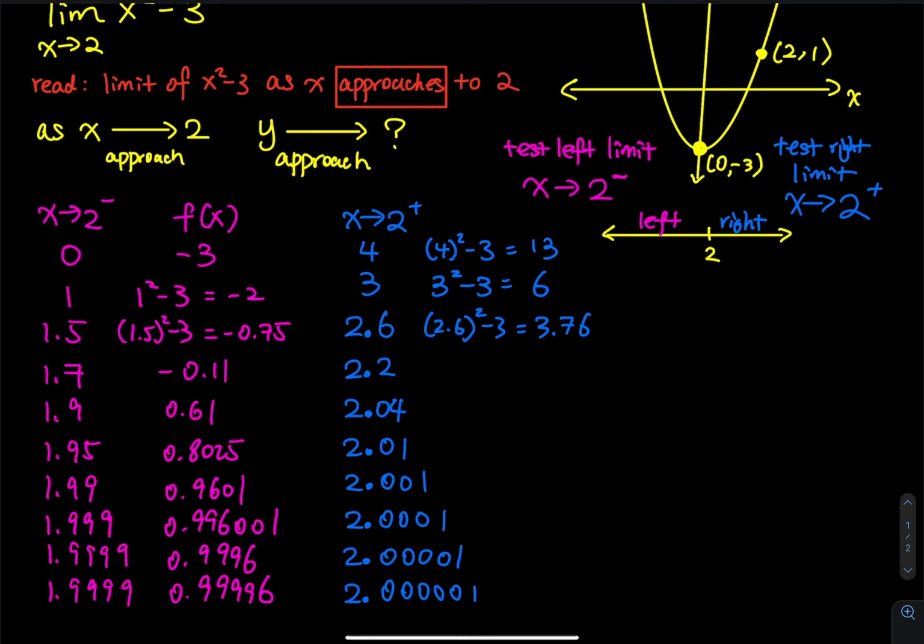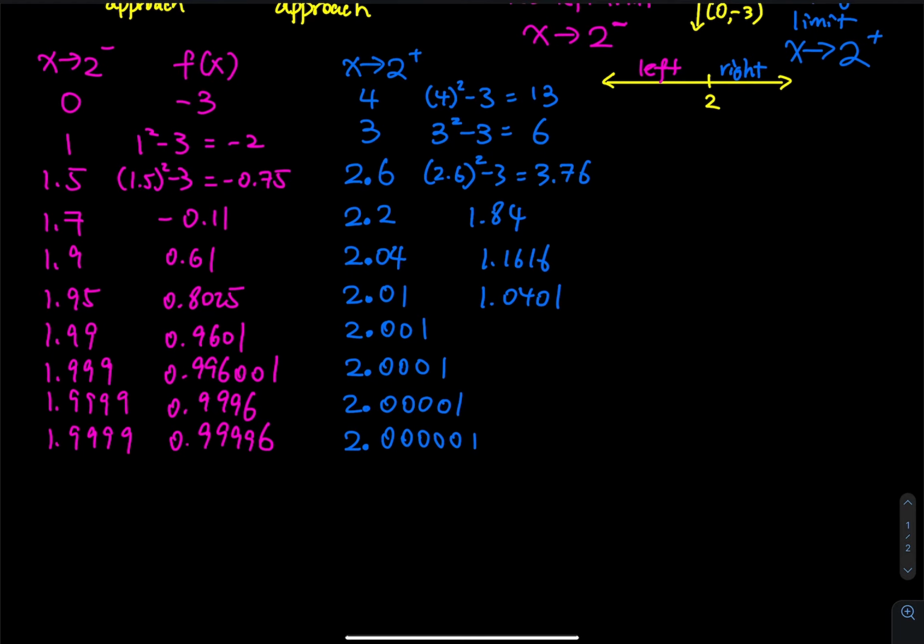Okay, 2.2 gives you 1.84, 2.04 gives you 1.1616, and then 2.01 gives you 1.0401. Let's move this up a little bit. And then 2.001 gives me 1.004001. And then 2.0001, so this is 1.0004. And then we have 1.40.